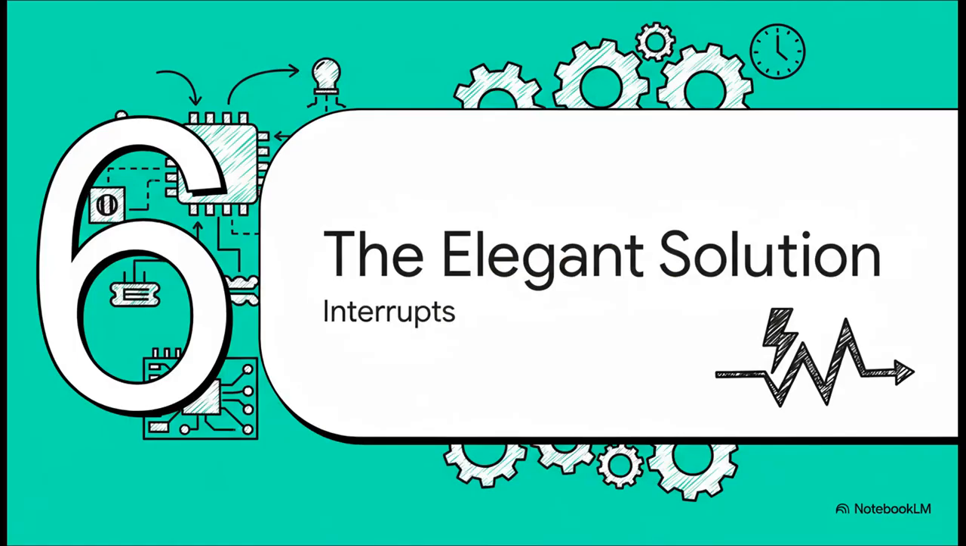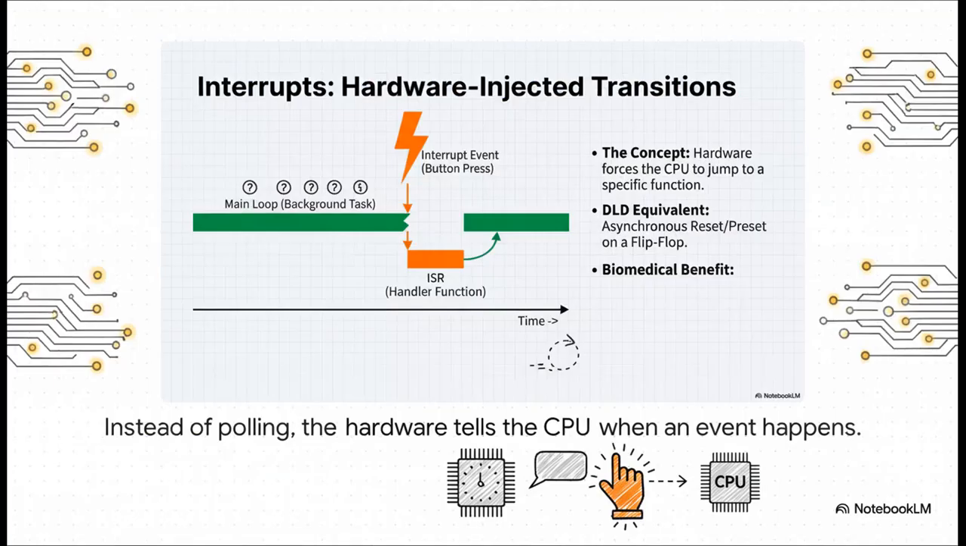And thankfully, the hardware gives us an incredibly elegant solution to exactly this problem. That solution is called an interrupt. Instead of the CPU constantly badgering the hardware, the hardware essentially taps the CPU on the shoulder when something important happens. When the button is finally pressed, the hardware itself forces the CPU to pause what it's doing, jump to a special function to handle that button press, and then it seamlessly returns right back to its main task. The main loop is never, ever blocked.